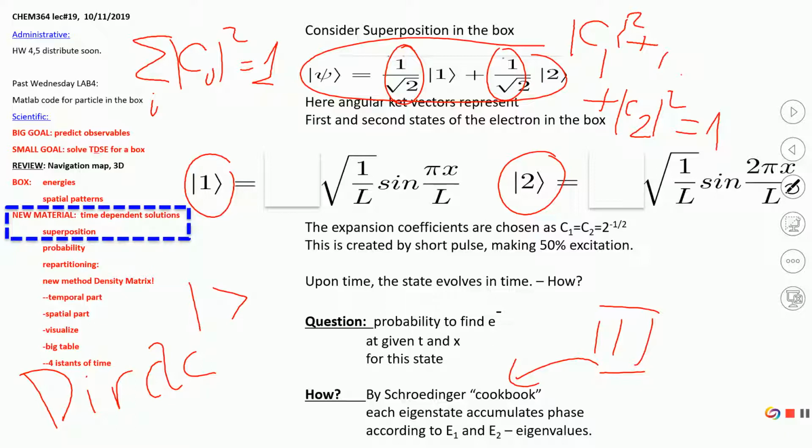So, adding together wave functions in Dirac notation and expansion coefficients. Their sum should be 1.